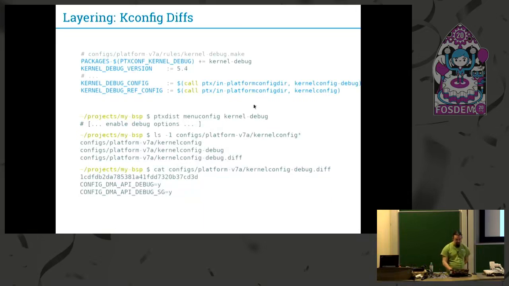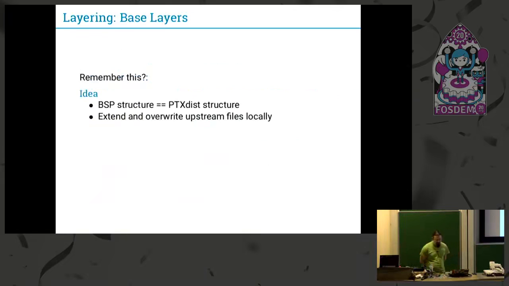So you do a menuconfig for your kernel debug, and then enable these 3 symbols, and these 2 symbols later get written into the kconfig diff. And at the first stage, the first line is an MD5 sum of the ref config, so PTXdist knows when to calculate this diff. And kconfig diffs are also one of the building blocks for base layers.